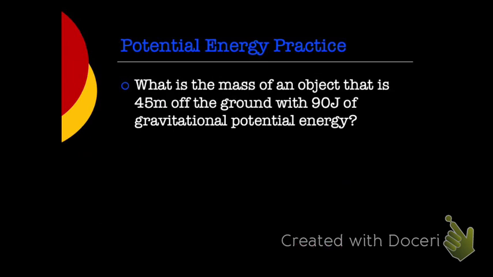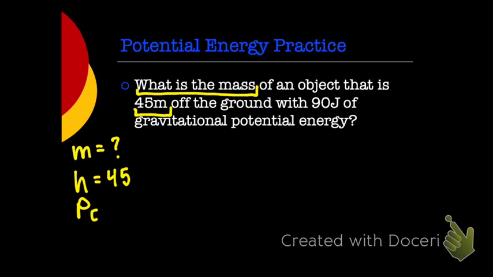What is the mass of an object that is 45 meters off the ground with 90 joules of gravitational potential energy? Okay, so it's asking us what is the mass. That means that's got to be my question mark. It says our object is 45 meters off the ground. So what variable does that have to apply to? Height, good, 45 meters. It says it has 90 joules of gravitational potential energy.